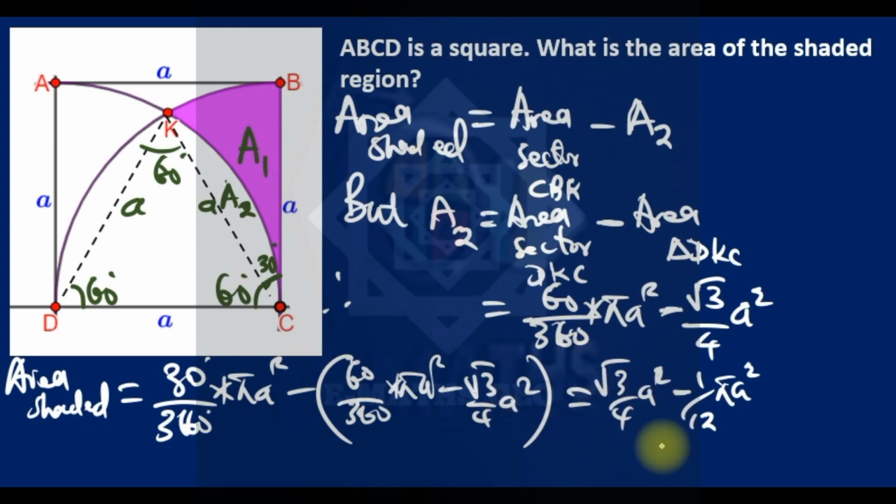Which is the same as, we can find the LCM. The LCM is 12. And this in this is 3, so 3 root 3, while this in this is 1 minus pi. So what is common in both is a squared. A squared is common, you bring it out, and the 12 in this times that gives you this 12.